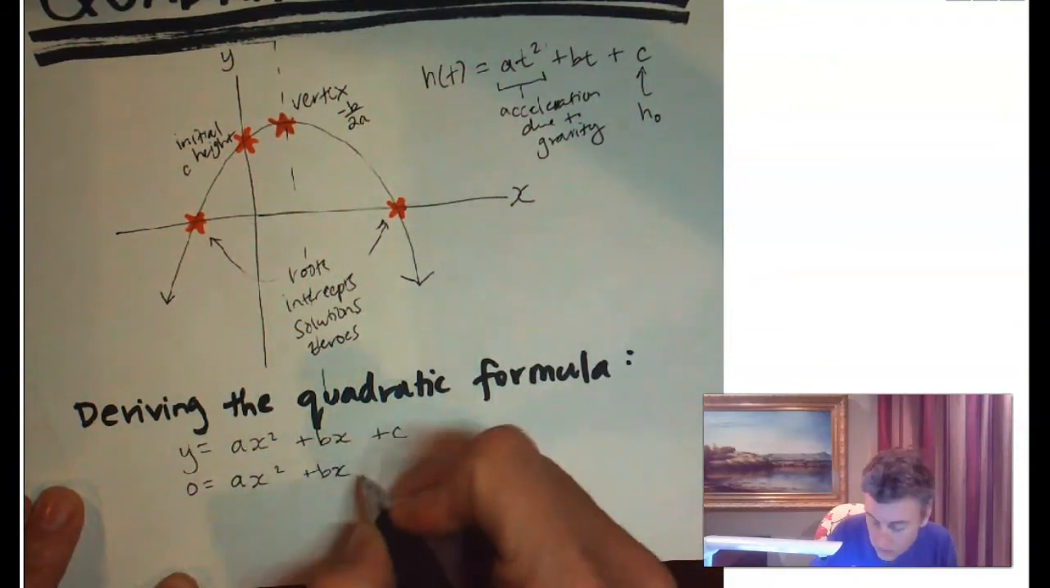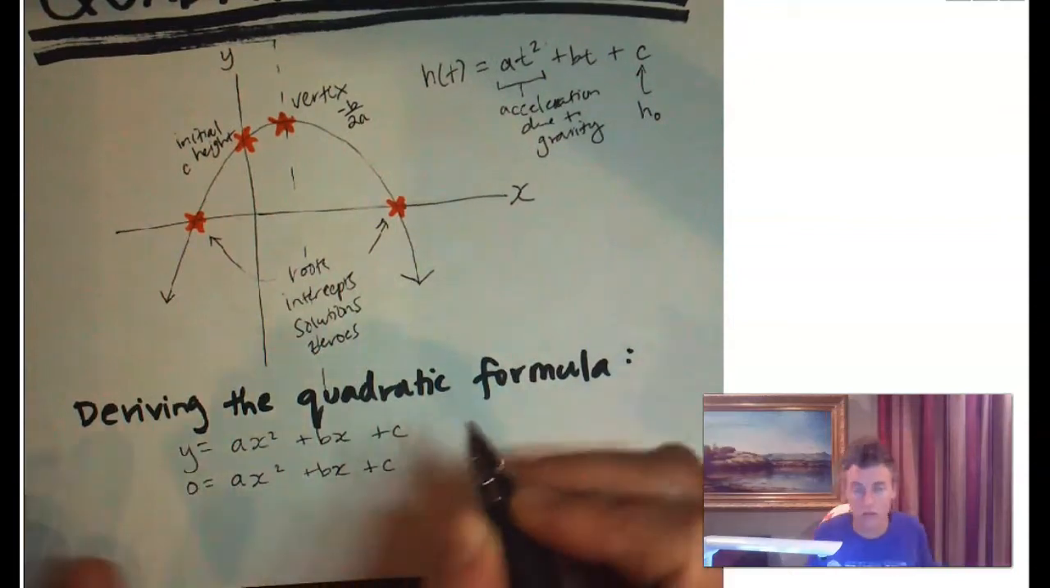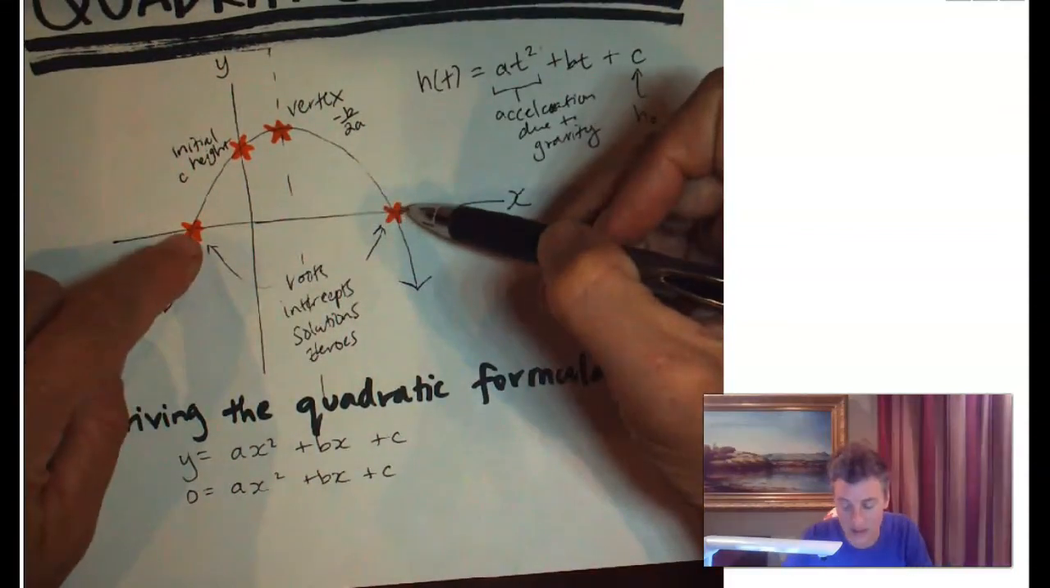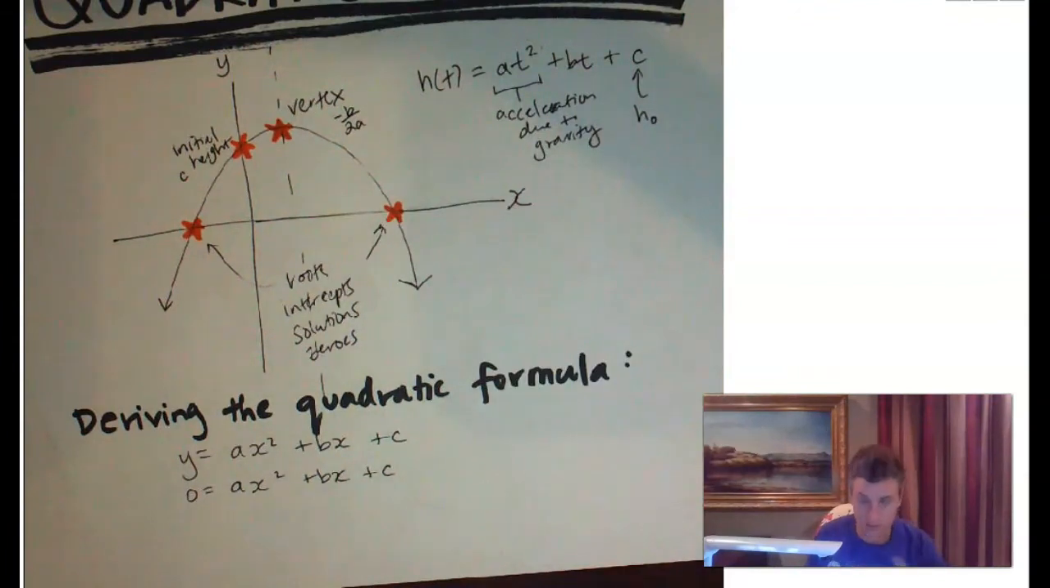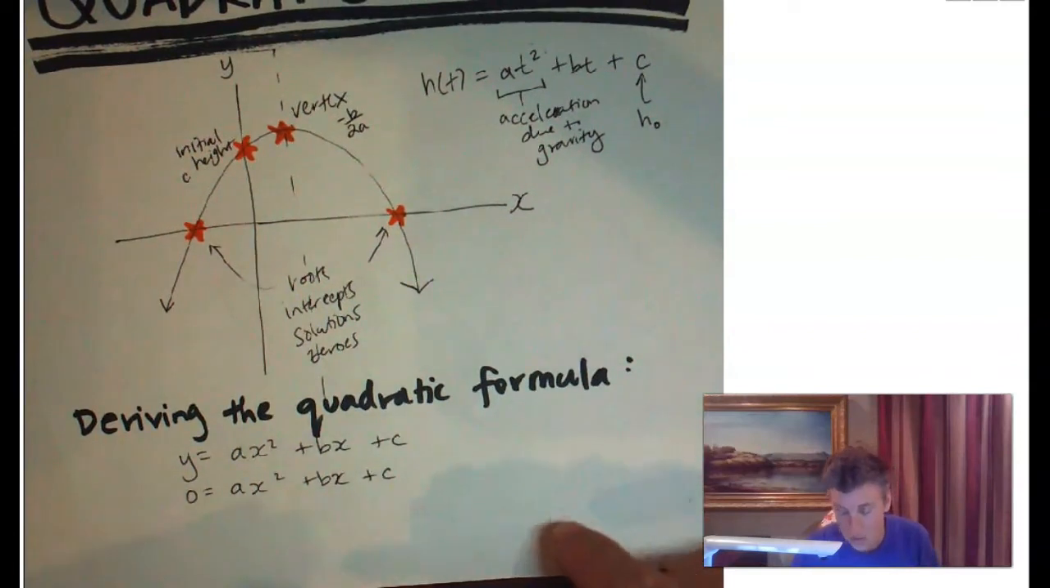0 equals x squared plus bx plus c. Because at these points, the y value equals 0. Okay, cool. So think about it again. What are we trying to get to? We're trying to get to an answer for x.